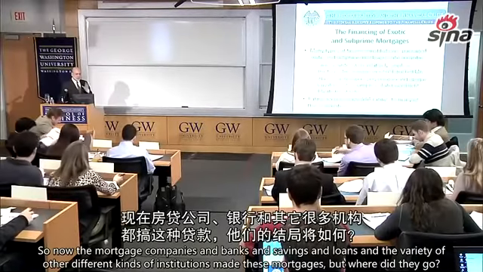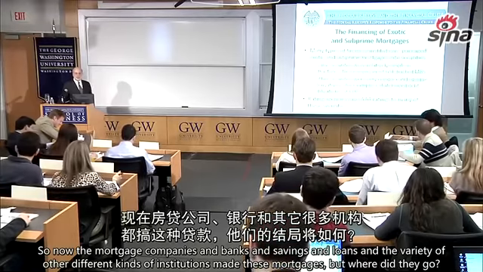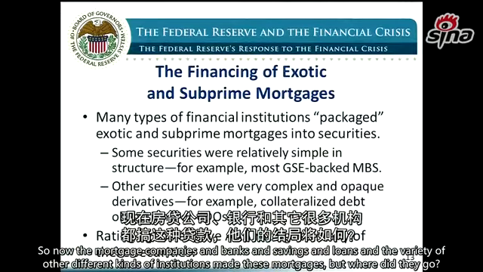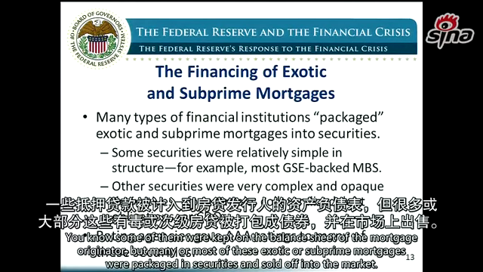So now the mortgage companies and banks and savings and loans and a variety of other different kinds of institutions made these mortgages, but where did they go? How were they financed? Now, some of them were kept on the balance sheet of the mortgage originator, but many or most of these exotic or subprime mortgages were packaged in securities and sold off into the market.